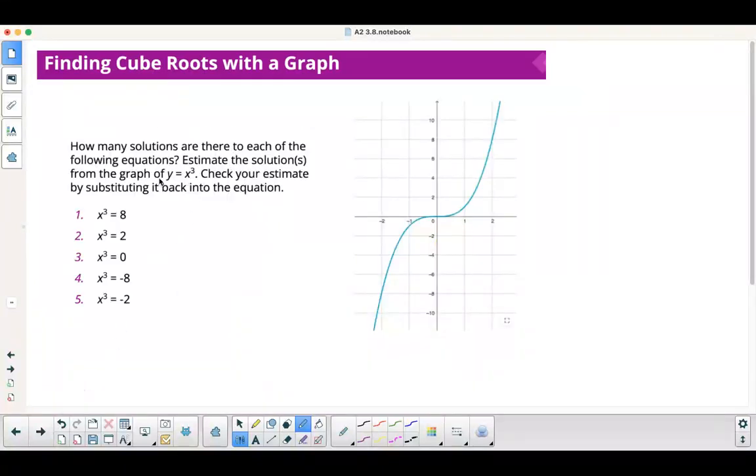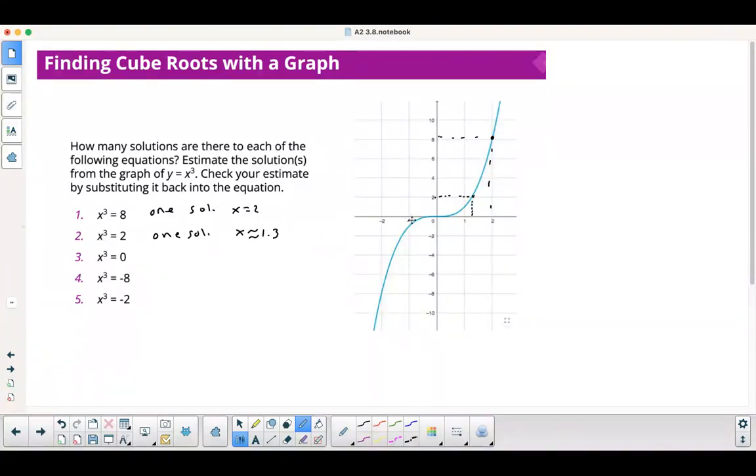All right, how many solutions are there to each of the following equations? Estimate the solutions from the graph of y equals x cubed. So when does x cubed equal 8? Well, 8 is right there, so it looks like I'm going to have one solution, which would actually be x equals 2. x cubed equals 2. Again, one solution. I can't really tell exactly, so I'll put an approximate 1.3, I guess.